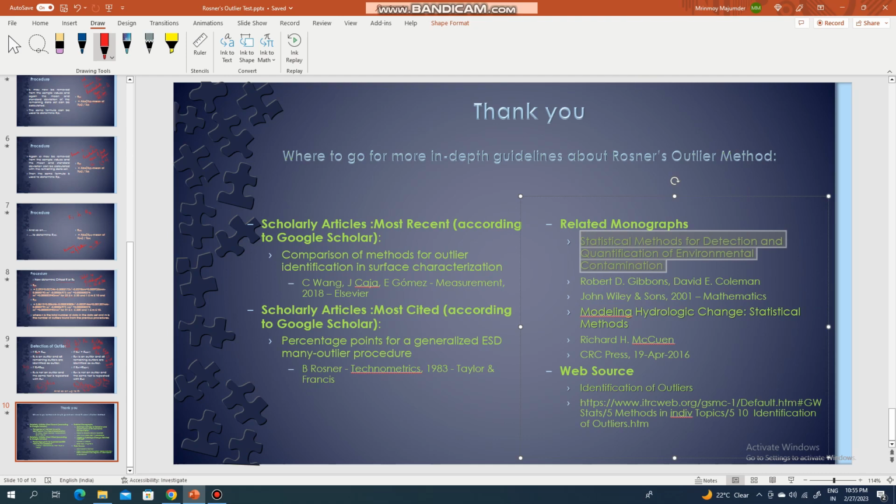And also Modeling Hydrologic Change: Statistical Methods by Rockwell. This is a wonderful book. So with this, I end today's lecture. Thank you.